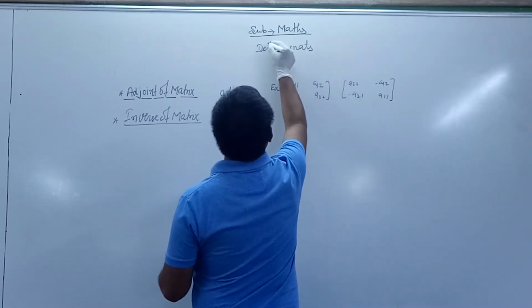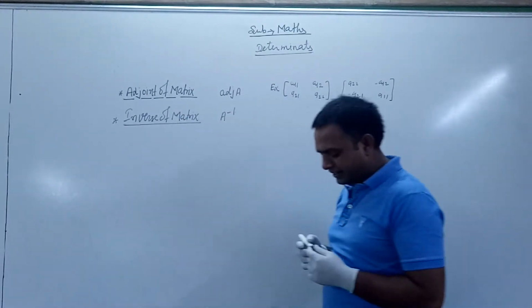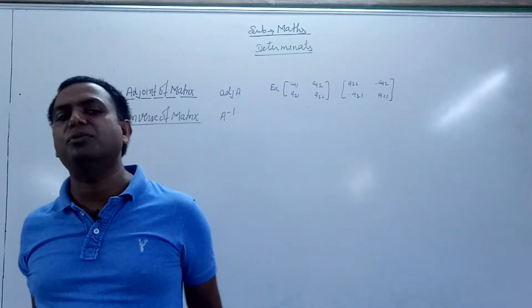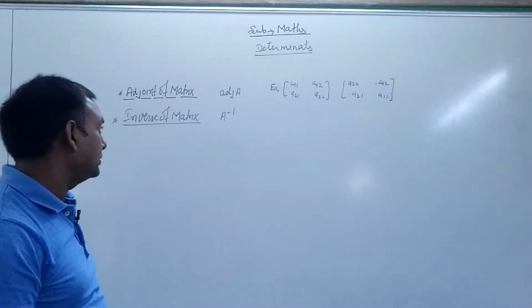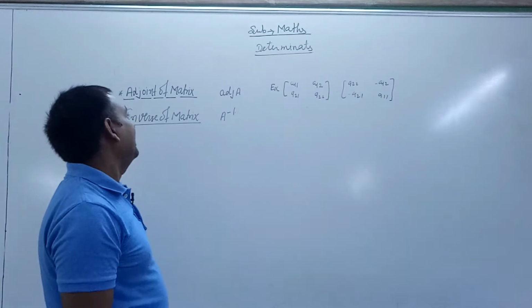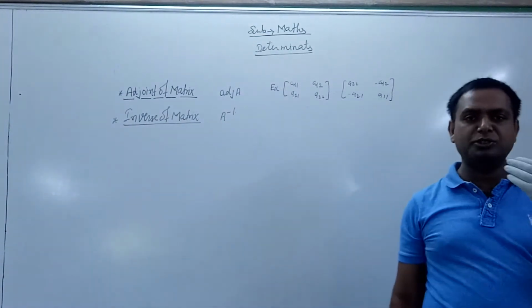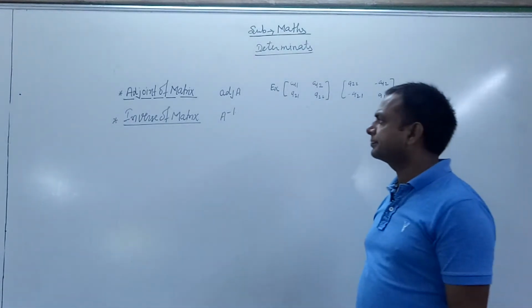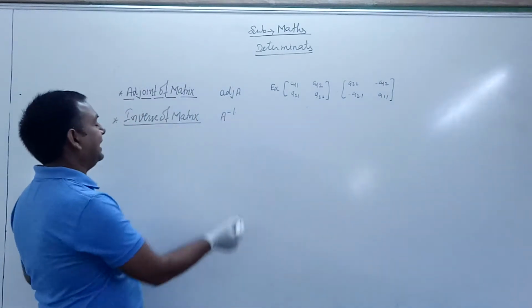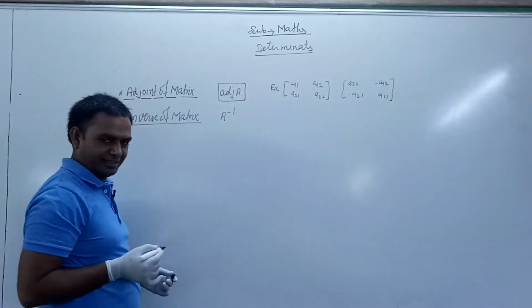In the previous lecture on determinants, we studied the minor and cofactor. Today we are talking about the adjoint of A and the inverse of A, that is, the adjoint of a matrix and the inverse of a matrix. First, you should know what the adjoint of a matrix is. It is written in short form as ADJ of A, which means adjoint of A.